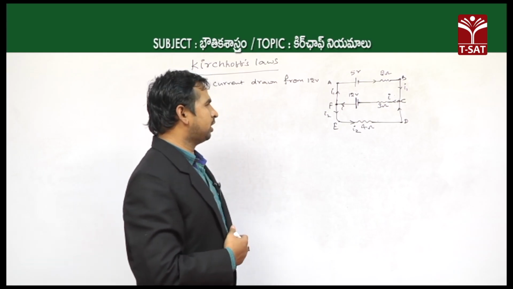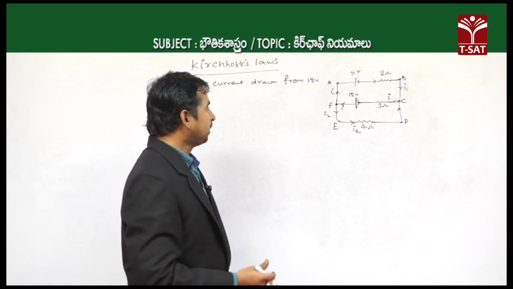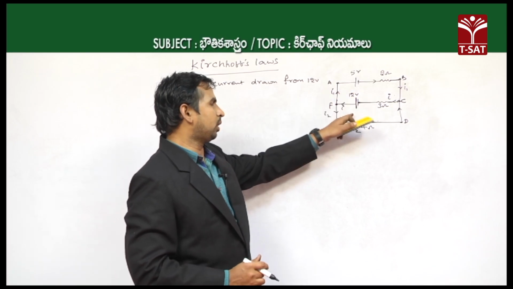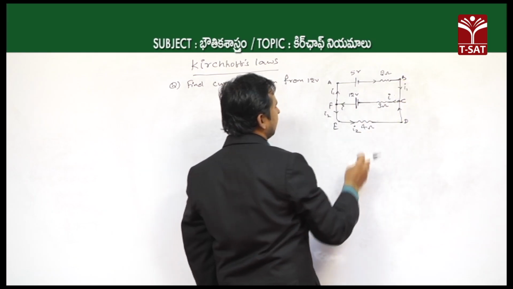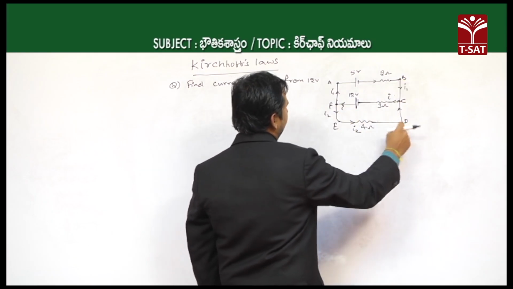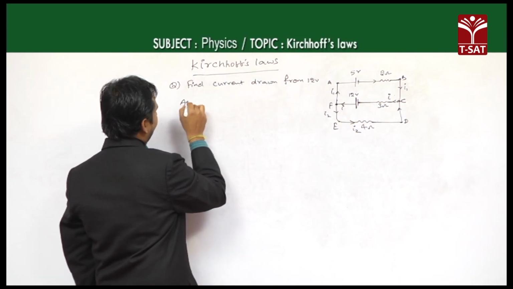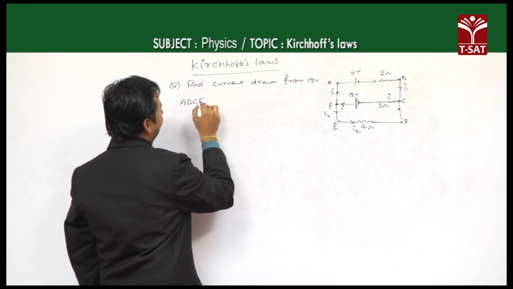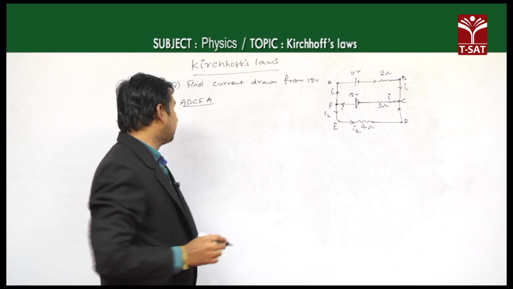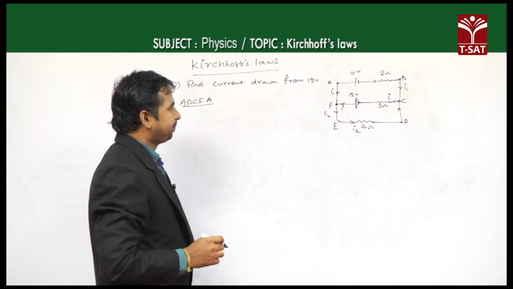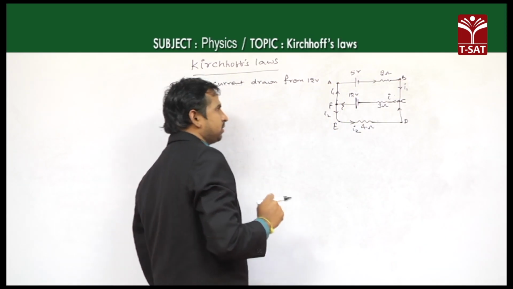Now, as I said, we apply Kirchhoff's voltage law to this circuit. We have a total of 2 closed loops. One is A, B, C, F, and the other is F, E, D, C, F. The first one is A, B, C, F and back to A. Applying Kirchhoff's law to the first loop, we go from A to B, B to C, C to F and F to A.